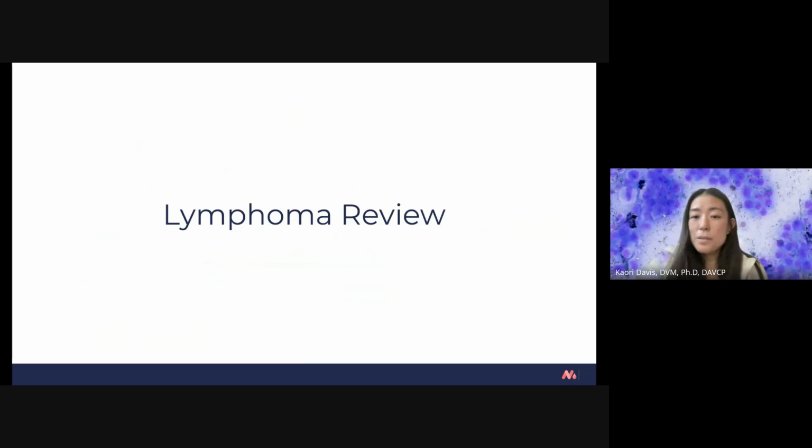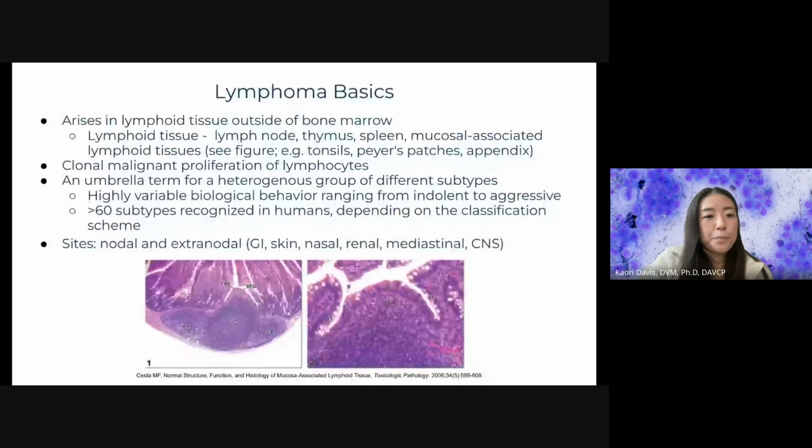All right, so let's start with the lymphoma review. Lymphoma is a neoplasia that arises in lymph tissue or lymphoid tissue that is located outside of the bone marrow. We have lymphoid tissues throughout our bodies. The most obvious ones are the lymph nodes, but we also have spleen, which acts as a lymphoid tissue. And also we have multiple mucosal associated lymphoid tissues, such as the tonsils or Peyer's patches.